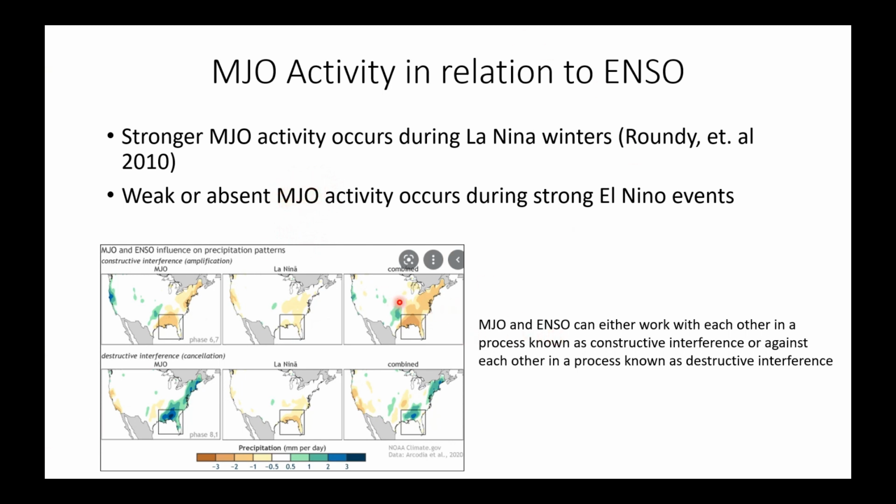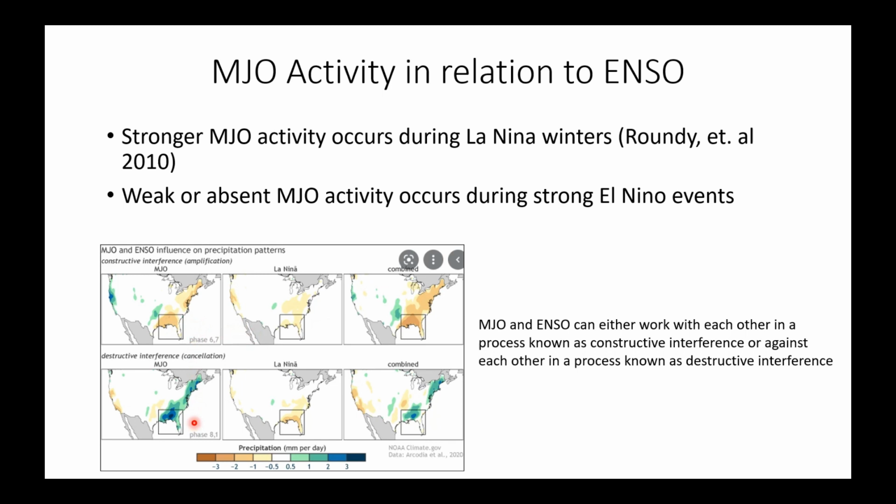Now, this graphic here, courtesy of NOAA, is showing you examples. This data is actually from Arcodia et al. in 2020. All right, so we're looking at the MJO and the El Nino and its influence on precipitation patterns here. In MJO phases 6 and 7, you see where the box is in all these diagrams? So the Gulf Coast brown means drier than normal. MJO phases 6 and 7 generally equate to drier than normal conditions. I believe this is wintertime.